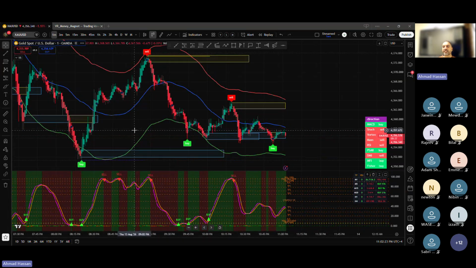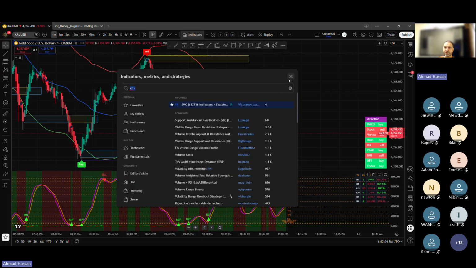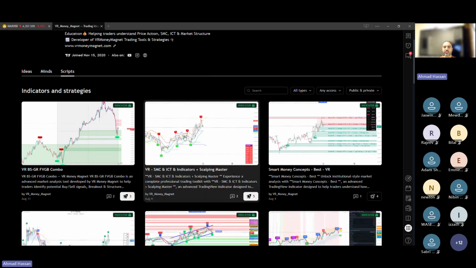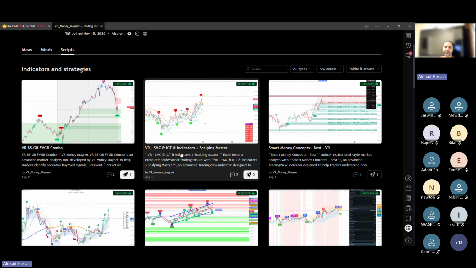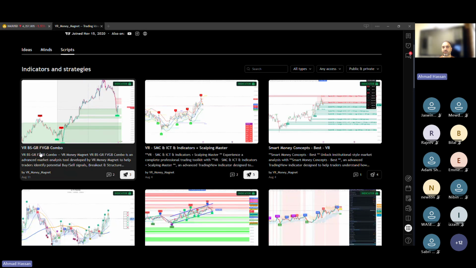Use this for the next 3 days and do a challenge whether this works well or not. So these are the two best ones I'll recommend to you. VRSMC, the one which I've shared with you. Just take a screenshot of this. So VRSMC is the best. VR breakup structure with the fair value gap combo.